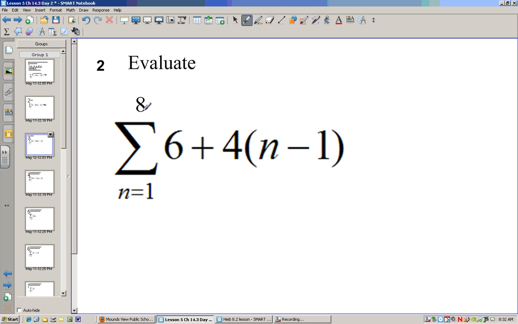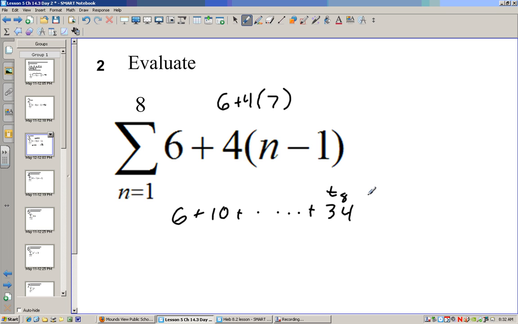Sum from the first to the 8th. So we're going to have the first digit being 6 plus 10 plus, and so on, all the way up to t sub 8. Now I would just find t sub 8. T sub 8 is 6 plus 4 times (8 minus 1), which is 7, which is 28 plus 6, which is 34.